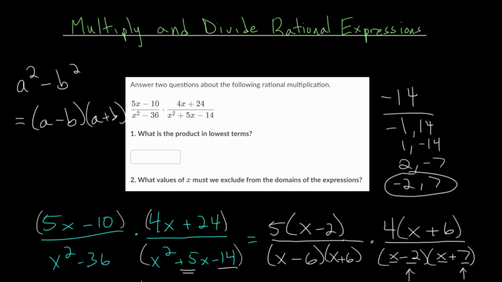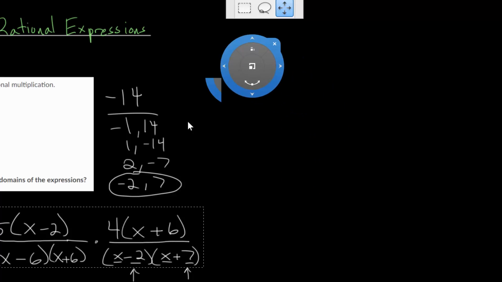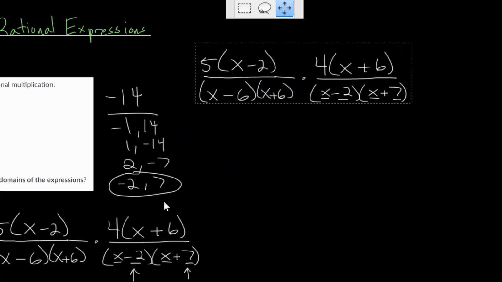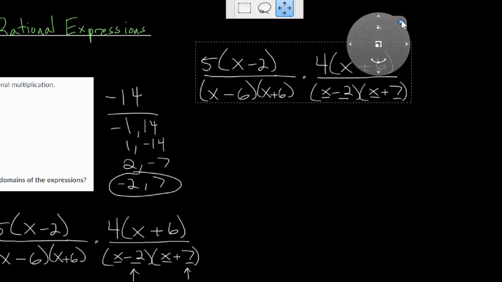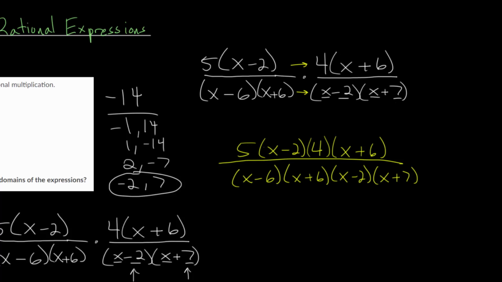So let's make some room for ourselves and copy and paste what we have so that we can try and make some cancellations. So one thing to notice is that we have an x minus 2 up top and down below. Now remember, at this point, since we factored everything, we would just multiply straight across. So in reality, we can just put all of this in one fraction. So let me write that really quickly. And essentially, everything in the numerator is all multiplied together, and everything in our denominator is all multiplied together.